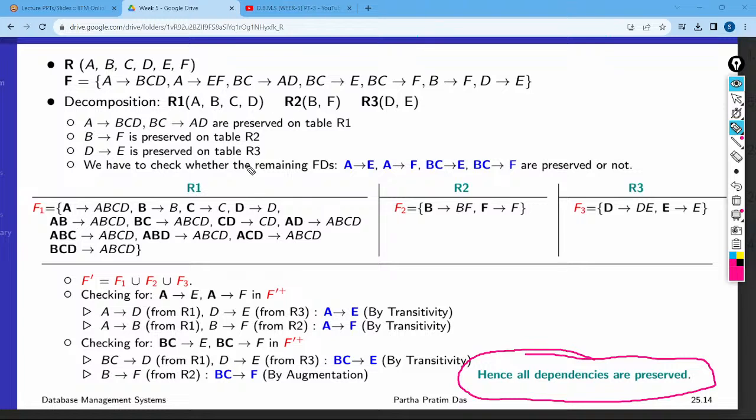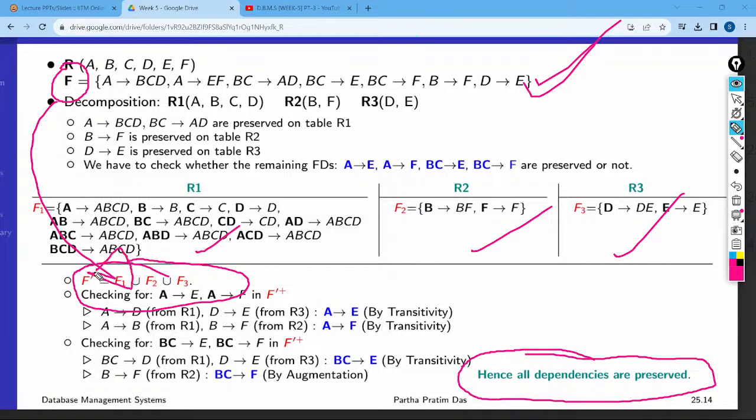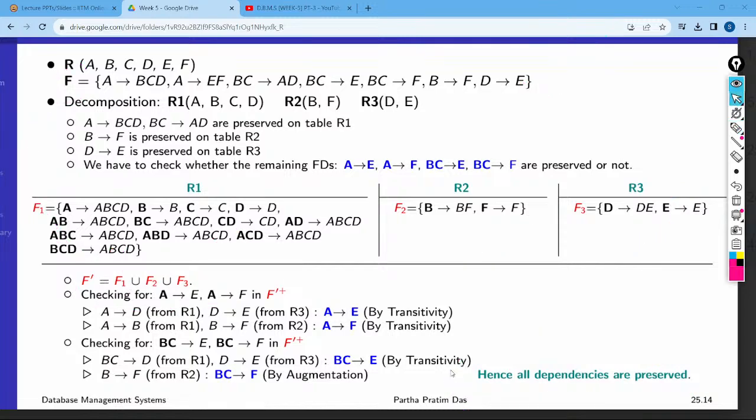Let me tell you again, we wrote down all the dependencies that may exist for each of the tables. We united them into F dash. Once we did that, we checked whether all the dependencies in F exist in F dash or not. Okay, does F plus equal F dash plus or not? If it does, dependencies are preserved. If not, dependencies are not preserved. It's that simple.